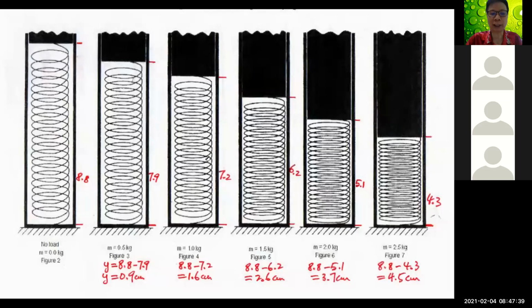And then for the second one, you put 1 kilo, it becomes 7.2. So the change in the length is you take 8.8 original length minus 7.2. So you get 1.6 and so on. Okay, please do all the calculation, calculate the Y value, the change in the length of the spring. Okay, do it now.